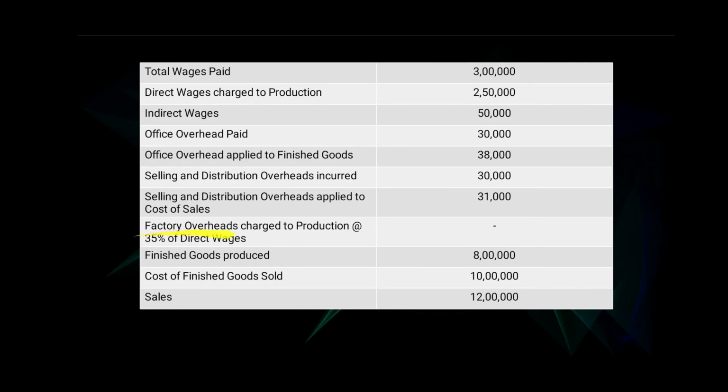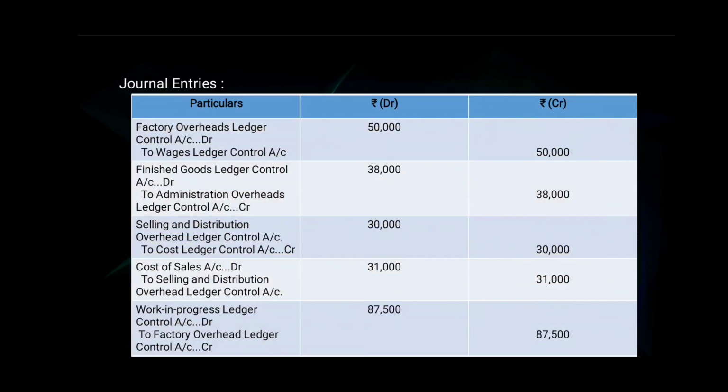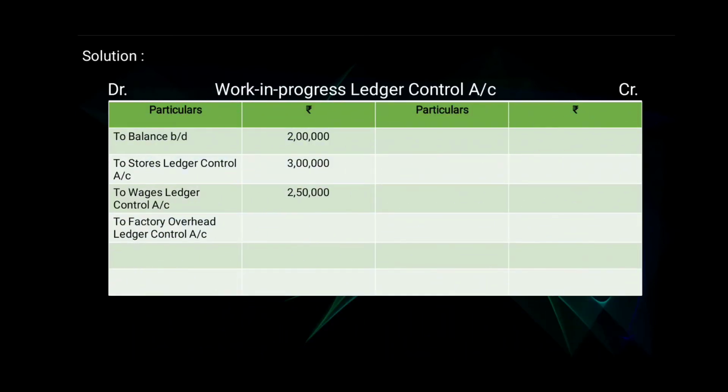Next is factory overheads charged to production at the rate of 35% of direct wages. So we have calculated and written the journal entry as work in progress ledger control account debit to factory overhead ledger control account. Amount is 87,500. So the first effect will give in work in progress ledger control account as, to factory overhead ledger control account, amount is 87,500.